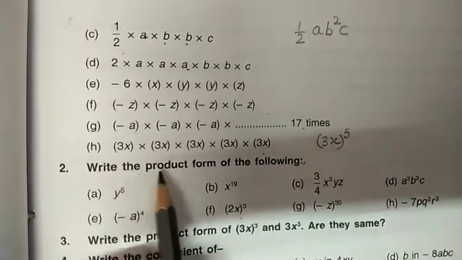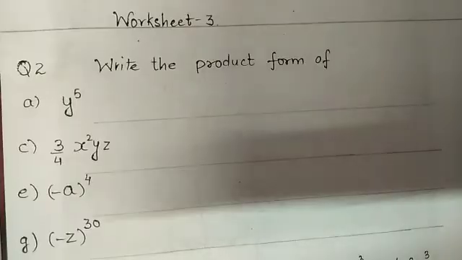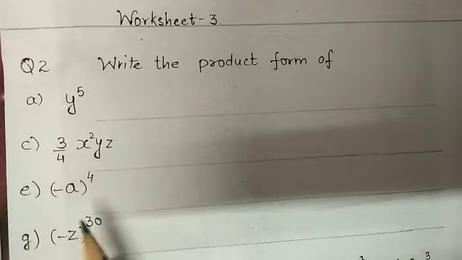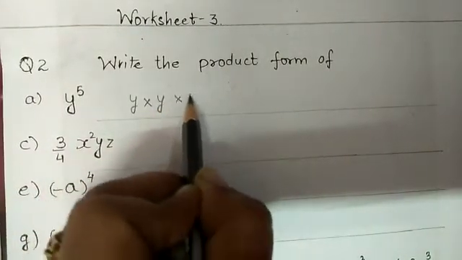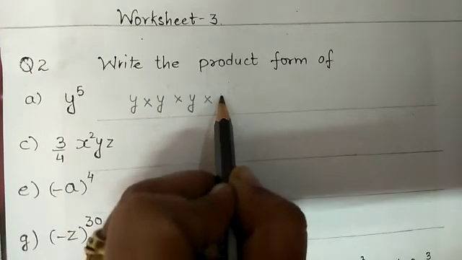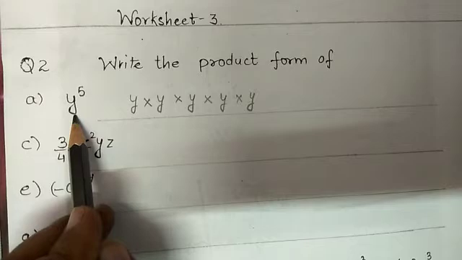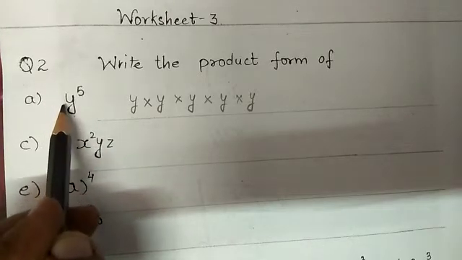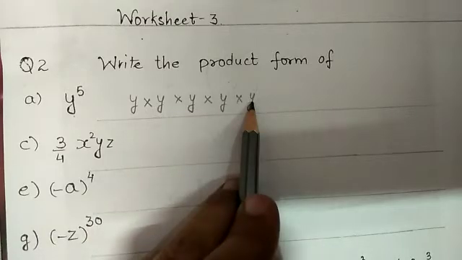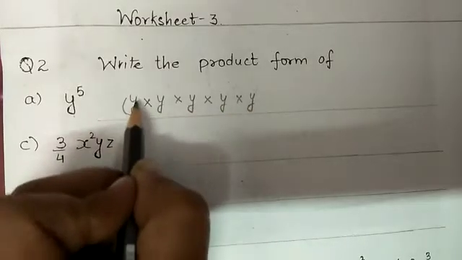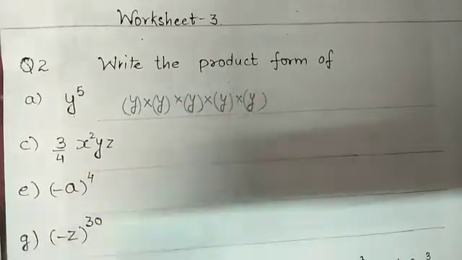Now question number 2, write the product form of the following. y raised to power 5 is equal to y multiplied by y, 5 times. If our literal is a single letter, meaning no numerical coefficient is mentioned, we can write it without bracket. If you want, you can insert it, but it is not compulsory.